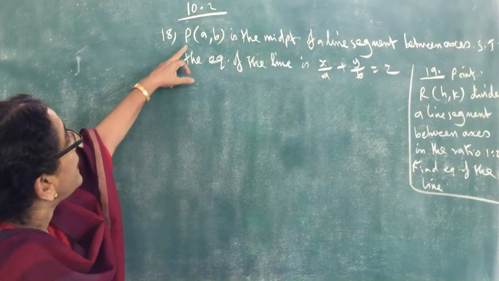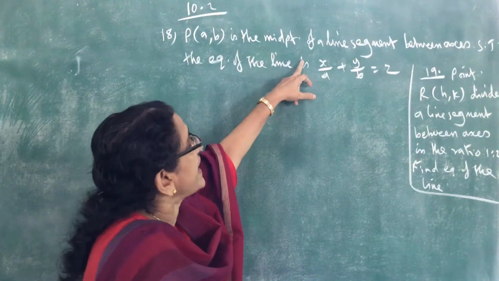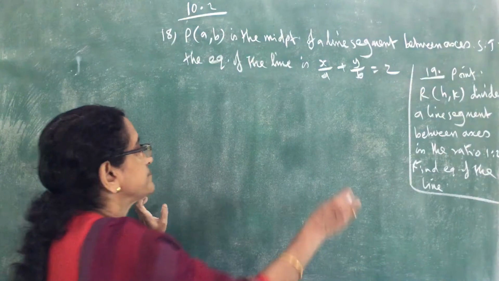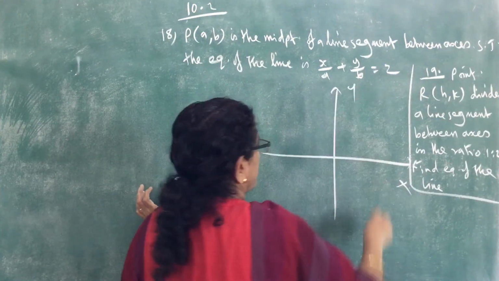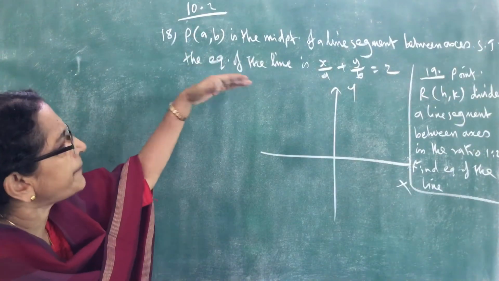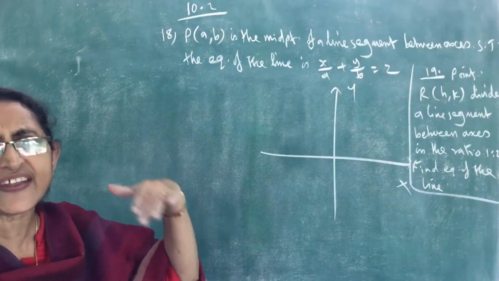10.218. P(a, b) is the midpoint of a line segment between the axes.